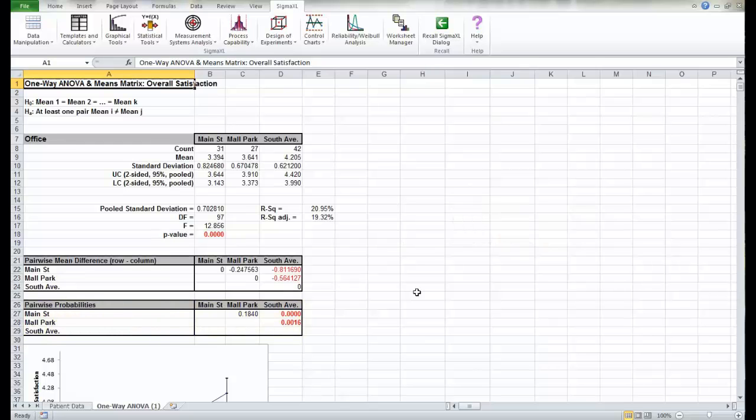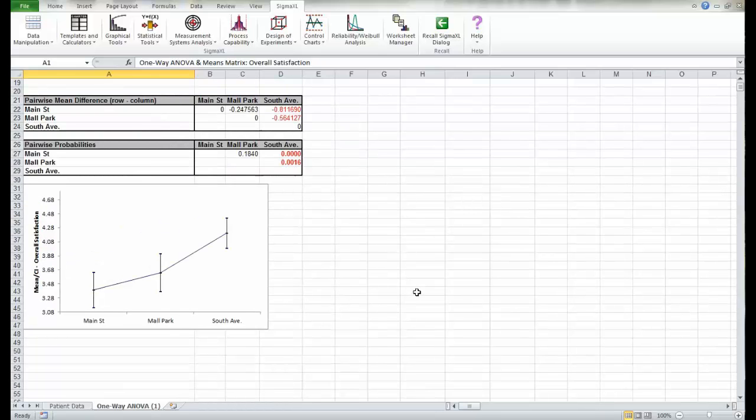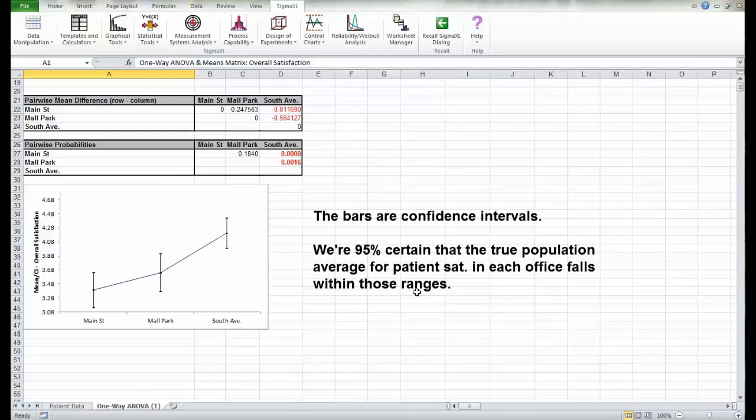If we scroll down in our window, you will now see this analysis with confidence intervals. You learned about confidence intervals earlier. The bars here are telling you that we are 95% certain that if you went out and surveyed all patients from each of those offices, that their average satisfaction score would fall somewhere in that range.